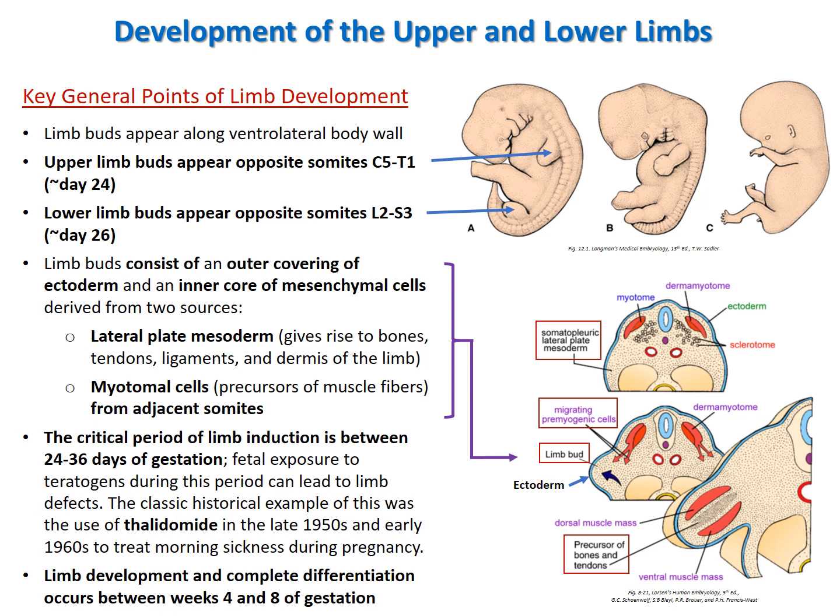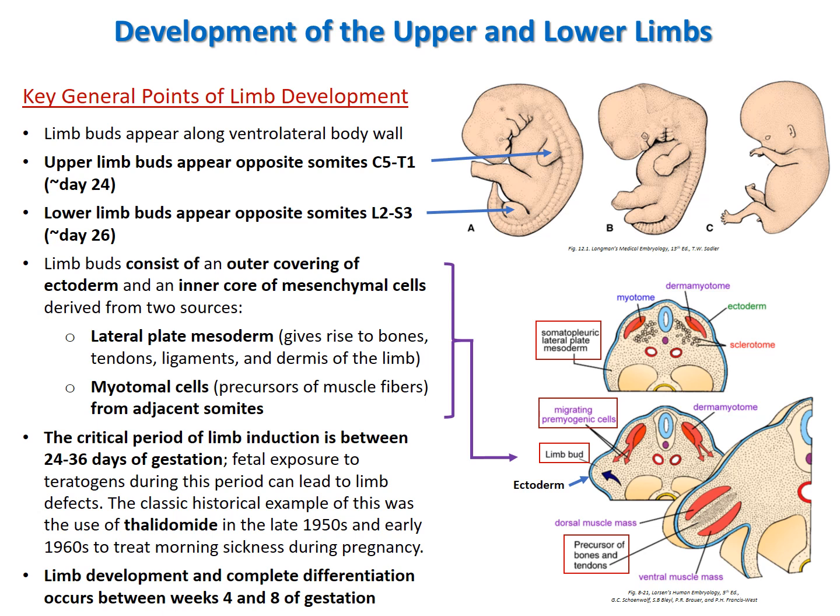I wish to begin by making several key general points about limb development, which will be expanded upon as we progress. Limb buds appear along the ventrolateral body wall in particular locations. The upper limb buds appear opposite somites C5 to C8 and T1 at about day 24. The lower limb buds appear about a day or two later, by day 26, opposite somites L2 to L5 and S1 to S3.